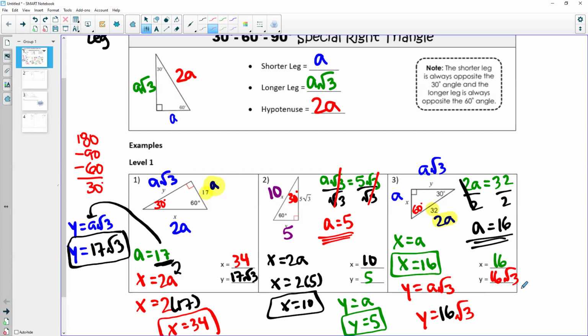Okay, so pretty much the common theme here is this. If you want to break this down into steps, step 1 is going to be to label your missing angles. Step 2 is to label your sides as a, a square root of 3, and 2a.